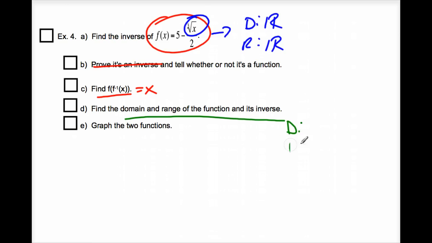And that's just switching them around. If you switch them around, you get the same thing. I haven't found the inverse yet, but I do know that the domain and range is all reals. Okay, let's go ahead and find the inverse.